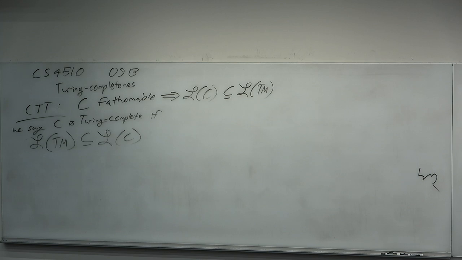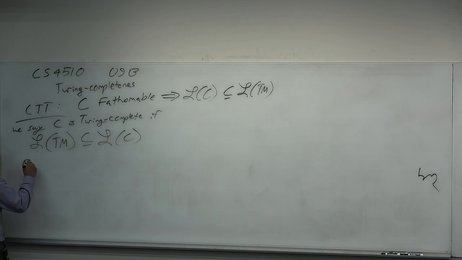Why is that? We already know that it's fathomable. If C passes the fathomability criteria, then obviously you get the reverse implication for free. So to prove something is Turing complete, you don't need to do a double set containment. You simply need to prove this. If you assume the Church-Turing thesis to be true, and you better, you need to only do the simulation one way. This is what we'll take as a definition for something to be Turing complete. Any questions on this yet?